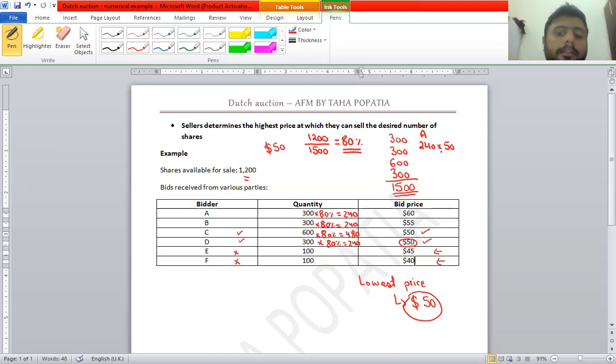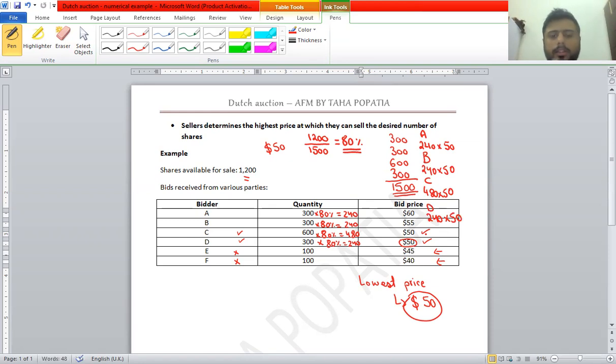Yes, initially we asked A how many shares he is willing to buy and how much maximum he can pay. Then we also asked B the same. But after we came down in descending order, we realized that 50 is the price at which all our shares will be sold. So A will receive 240 shares at 50. B will also receive 240 shares at 50. C will receive 480 shares at 50. And D will receive 240 shares at 50 as well.